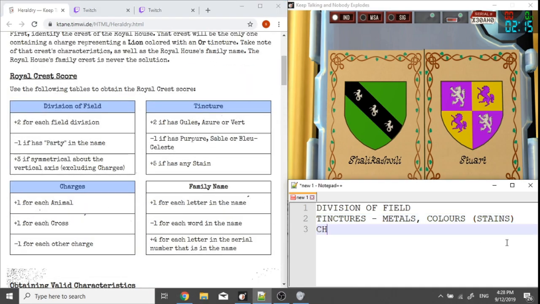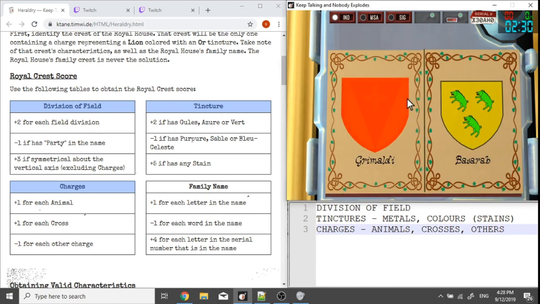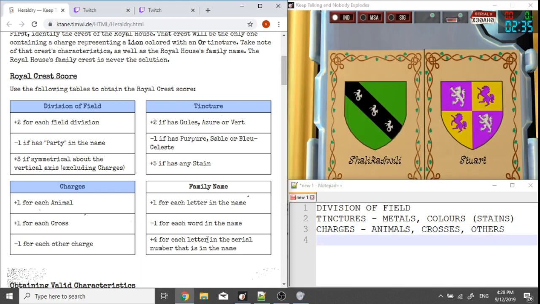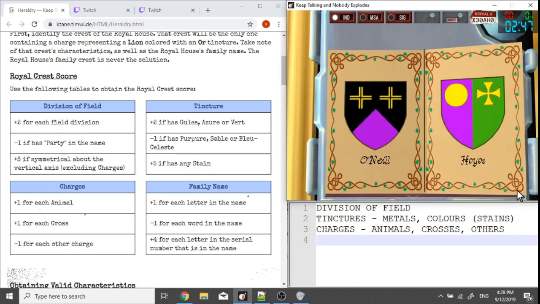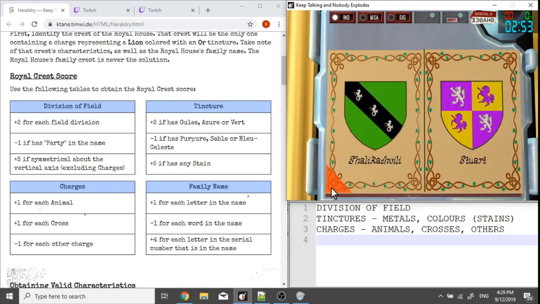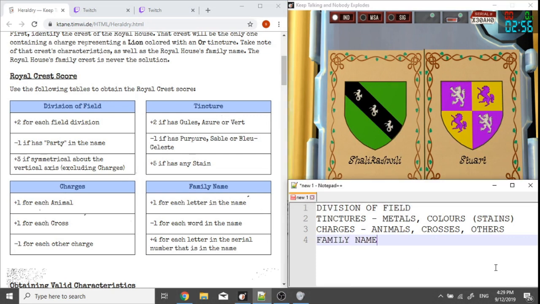Charges. There are three types of charges: animals, crosses, and others. Charges are essentially these objects that you see on the crest that are not related to the field division. I will refer to these objects as charges from now on. Family name. Below each crest is a name, and these can be more than one word. For example here. And I think that's fairly self-explanatory.